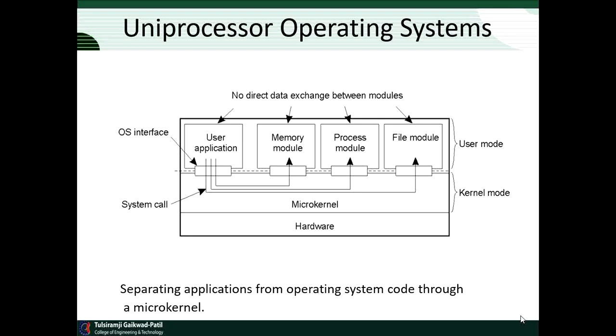At the top of this diagram is the user mode, where the user application, memory module, process module, and file module are located. Then the kernel mode: whatever operations are performed in user mode will be connected to the operating system by using the kernel mode, and then it is connected to the hardware to execute the processes which are given by the user applications. There is no direct data exchange between the modules, so every module will execute individually on the data which is given by the user application.